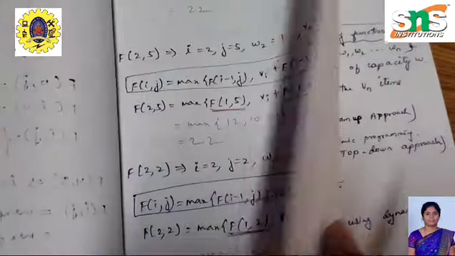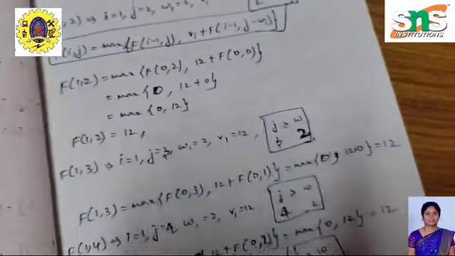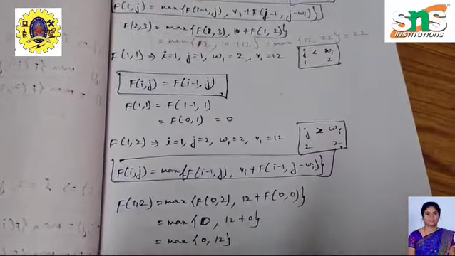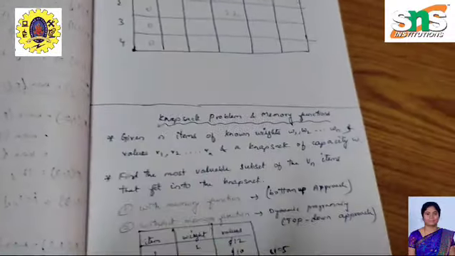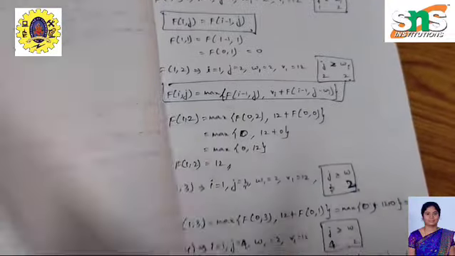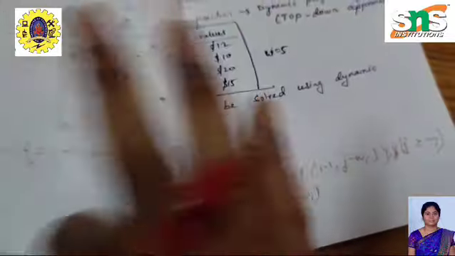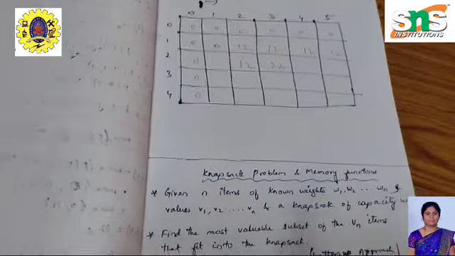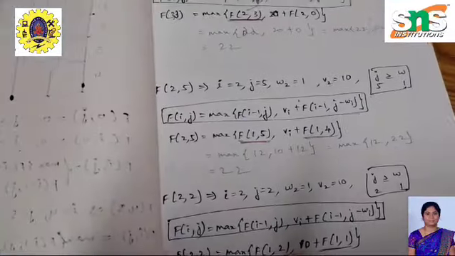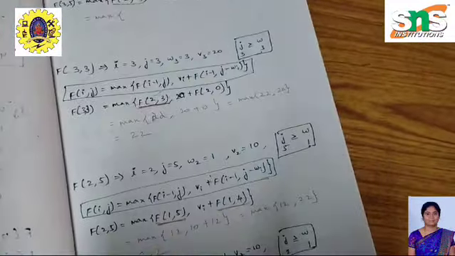So now we are filling the values table. So for 2 comma 3 we have 22. And we are supposed to find 2 comma 2, it is 12. Next 2 comma 5, it is 22.